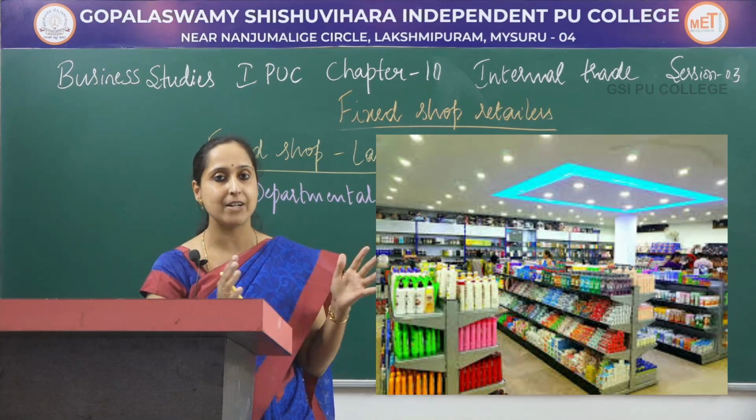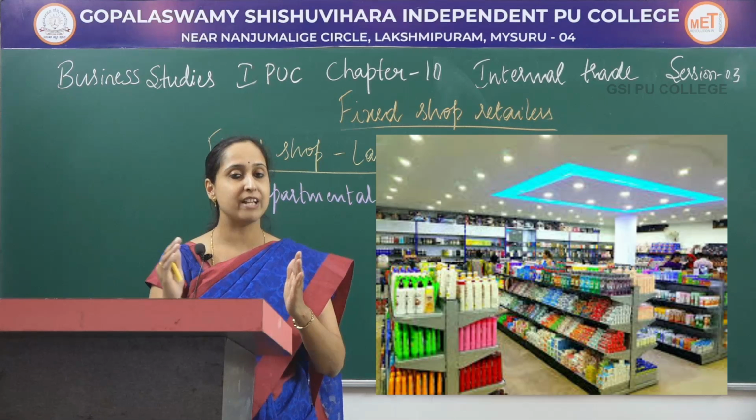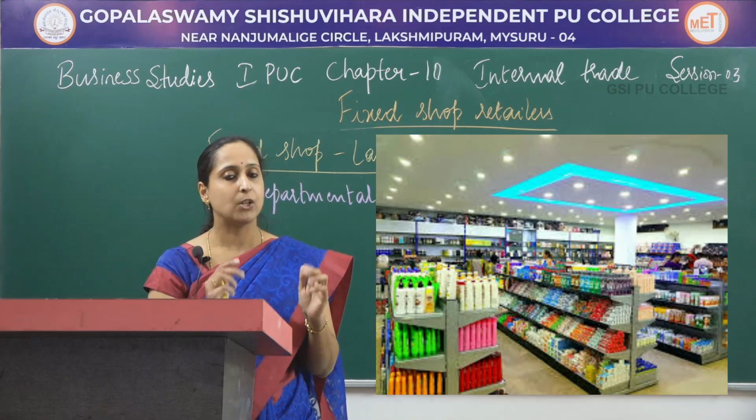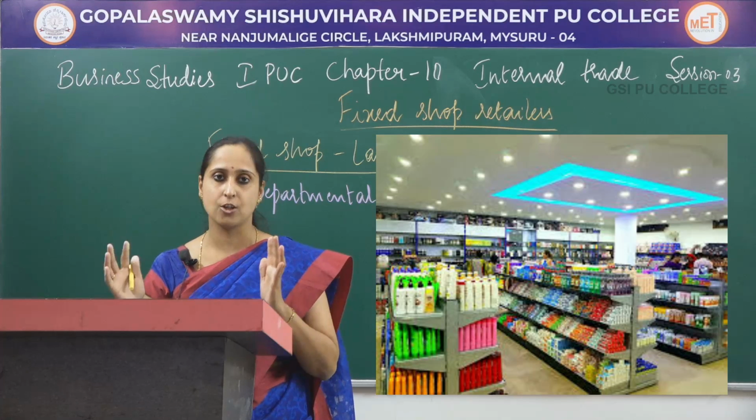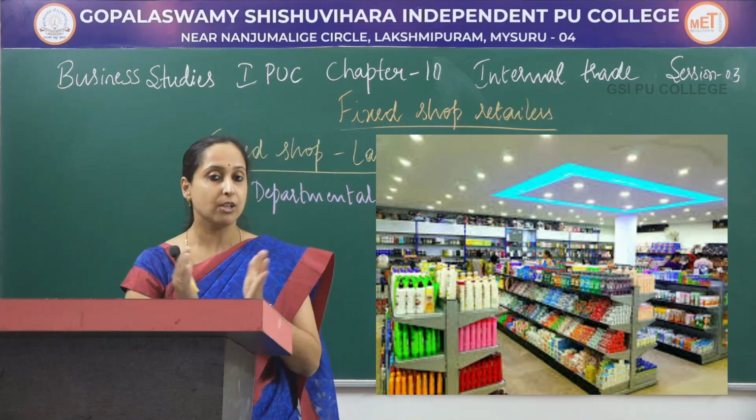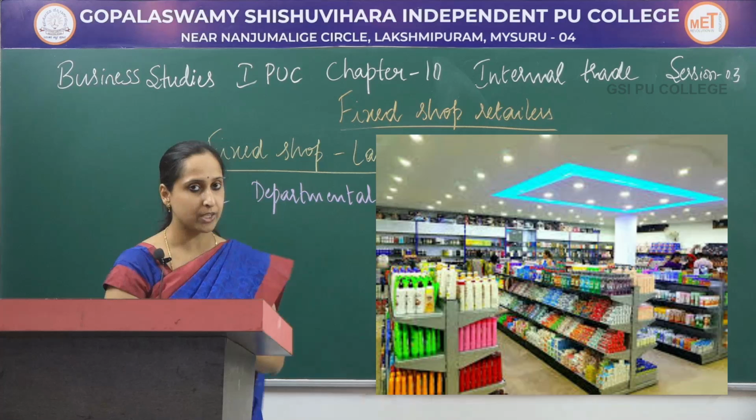Ivaga food products ella one kade ittirtare, amale fruits and vegetables ellanu one kade ittirtare, ivaga clothing ellanu one section madirtare, ivaga footwear ellanu one section madirtare, one department madirtare. So adike navu enanta karitive departmental stores anta karitive.